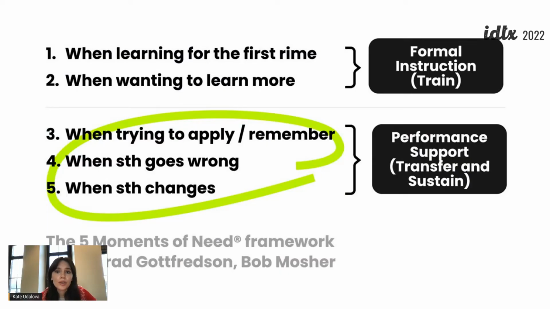And speaking about the moment of need, I should refer to the Gottfredson and Mosher research on when someone at work needs learning materials. That's a solid and thought-provoking framework, highly recommended. So Gottfredson and Mosher say that training is needed for moments 1 and 2, while support materials are more appropriate for moments 3, 4, and 5. Deliver something extremely specific. Personally, I prefer to call such learning nuggets how-tos. That's something practical behind this short word for me.